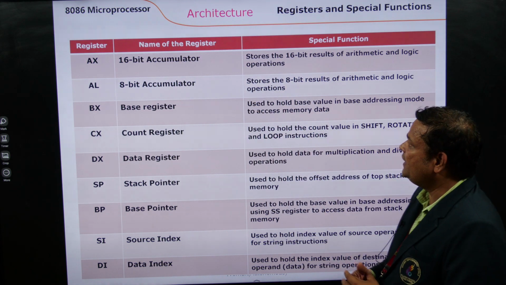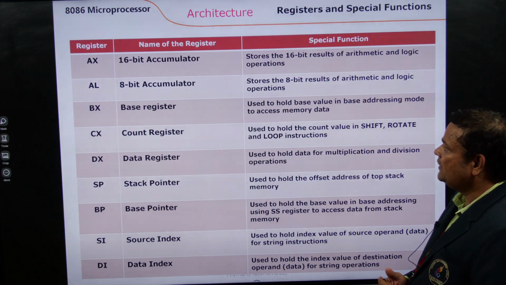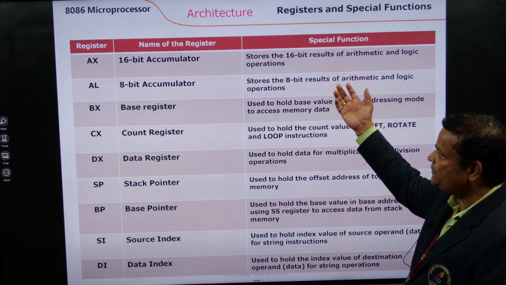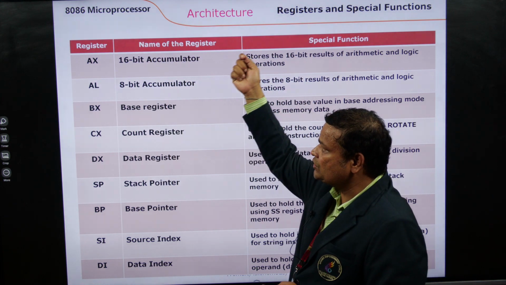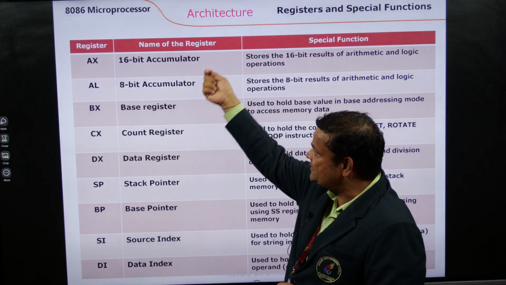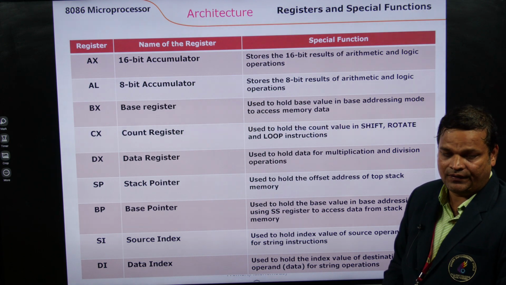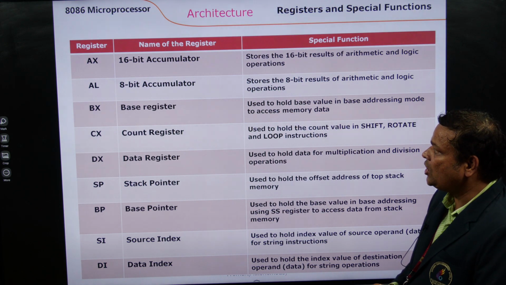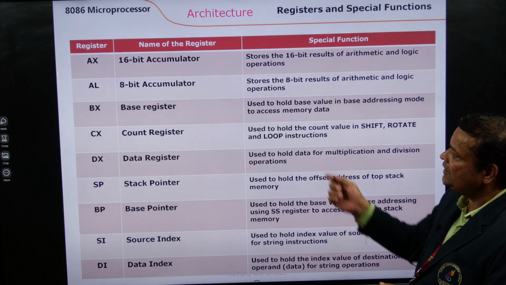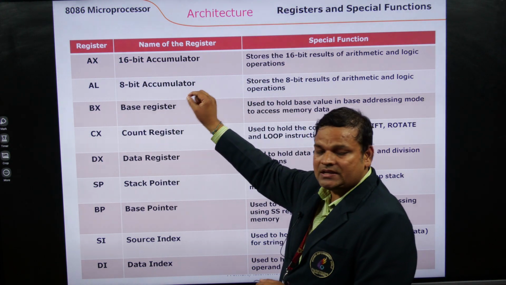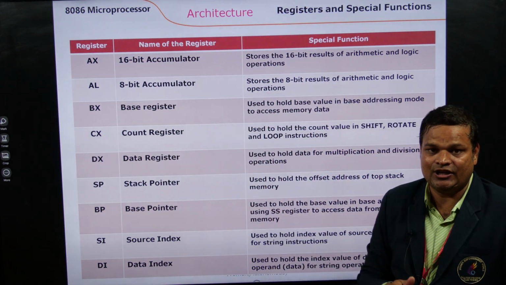So here we have each register's individual contribution. The AX register, apart from general purpose work, is going to act as an accumulator. AX will be called the accumulator for 16-bit operation. When it comes to an 8-bit operation, AL is going to be called the accumulator.